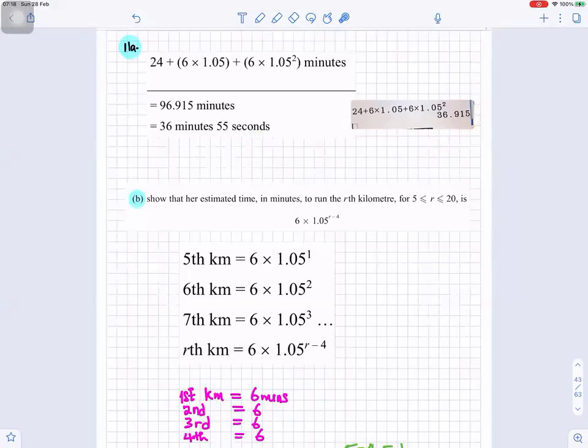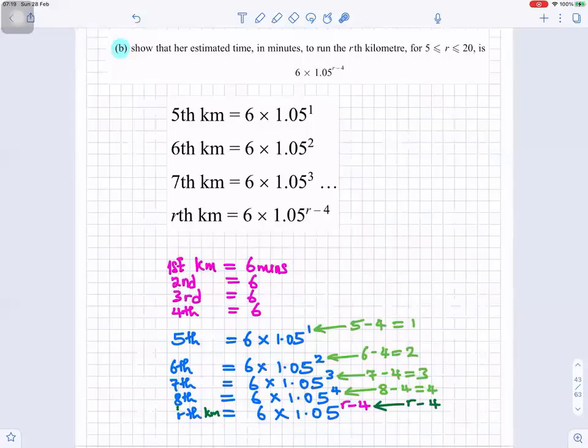Part B, show that her estimated time in minutes to run her Rth kilometer for 5 less than or equal to R less than or equal to 20 is 6 times 1.05 to the R minus 4. So the 5th kilometer is 6 times 1.05 to the power 1, the 6th kilometer is that, and then the Rth kilometer is that. That's how you can look at the first kilometer, 6 minutes, second 6 minutes, third 6 minutes, fourth 6 minutes.